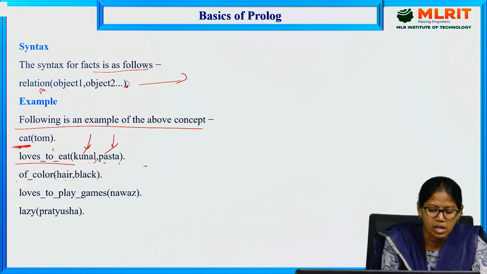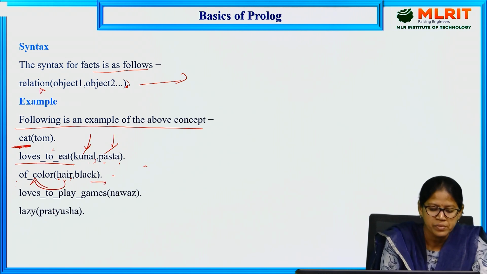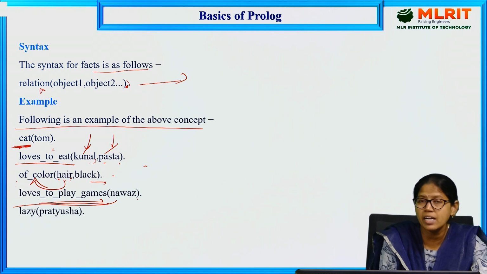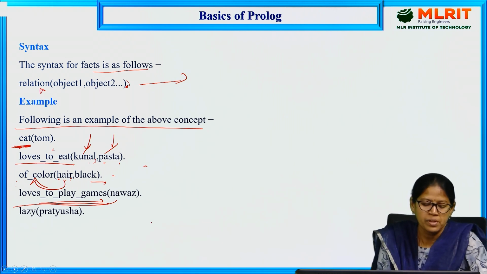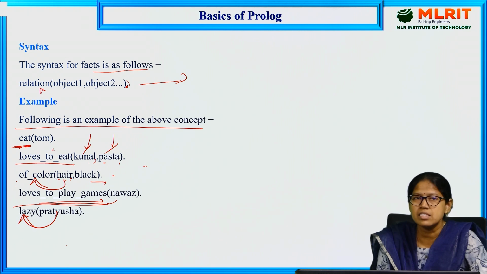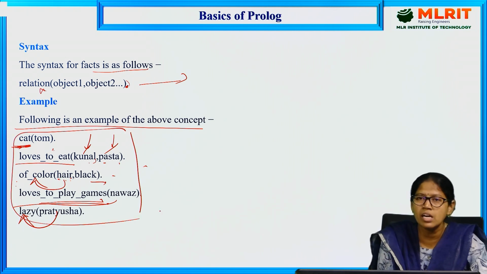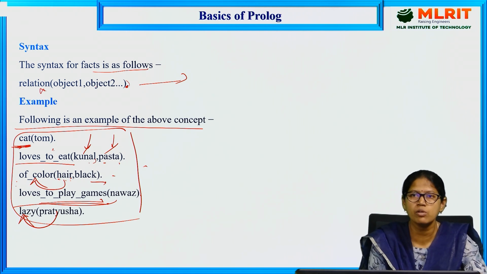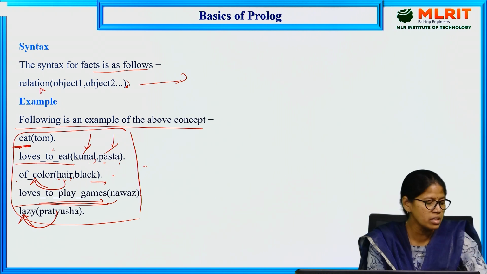Hair is black. So color, hair, black. How will we read it? Hair of color black. Next, Nawaz loves to play games. Like that we can write. Otherwise, we can write games inside the parentheses also. Pratyusha is lazy. Like that we have to write and store within the database. Let's see how we will store, and how we will query and retrieve the answer.